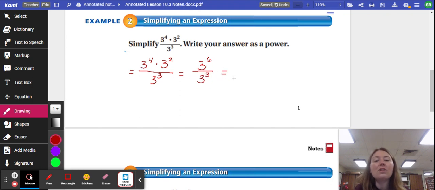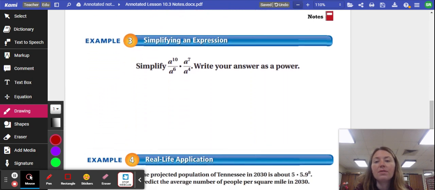And now I can go ahead and use that quotient of powers property. I can subtract the exponents. These have the same base. 6 minus 3 is 3. My answer is 3 cubed, or also called 3 to the 3rd power.